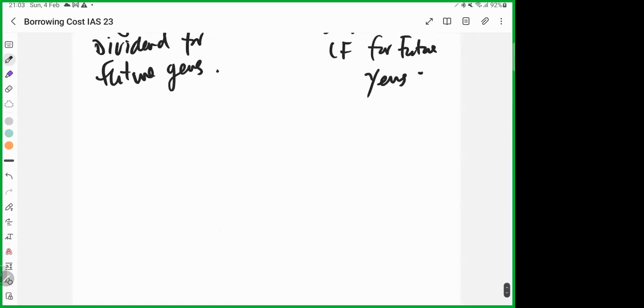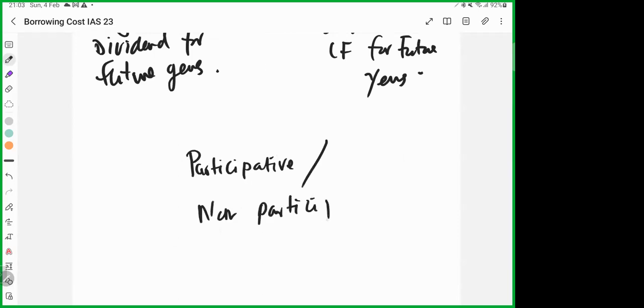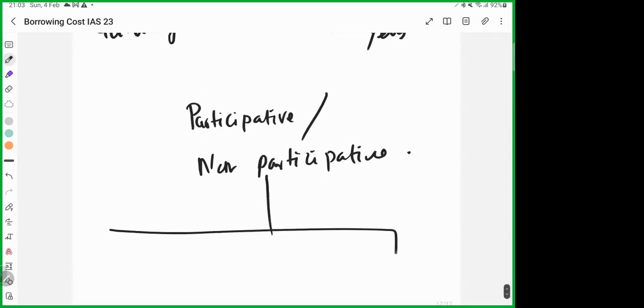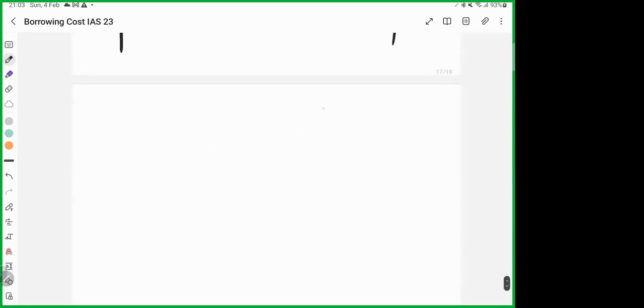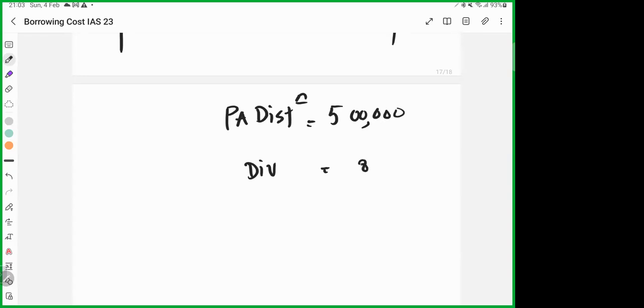One last discussion is there's something called participative or non-participative. What do you mean by this? Let's say profit is 500. How much is the profit available for distribution? 500,000. How much is the dividend for the preference shareholders? You said 80? Okay, 80. So the dividend for the preference shareholders is 80, profit available is 500. So remaining how much? 420.